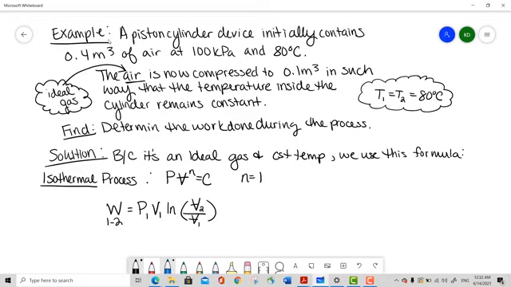And why would we use this one instead of W equals mRT? Well, I'll write that down just so that you understand. So we use this one instead of the ideal gas one for work.